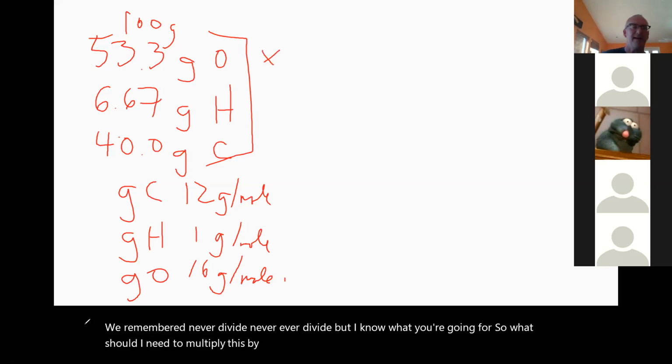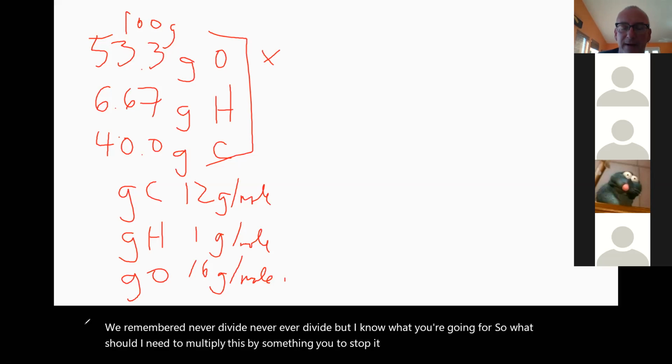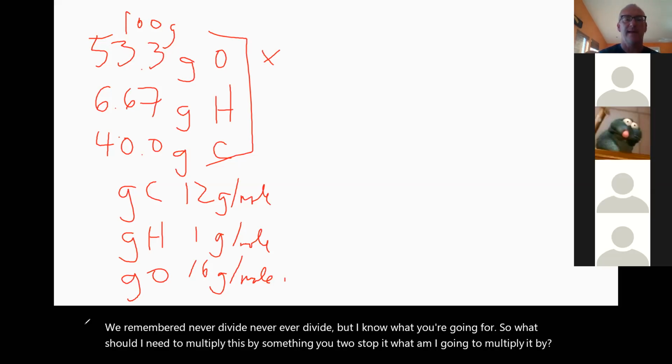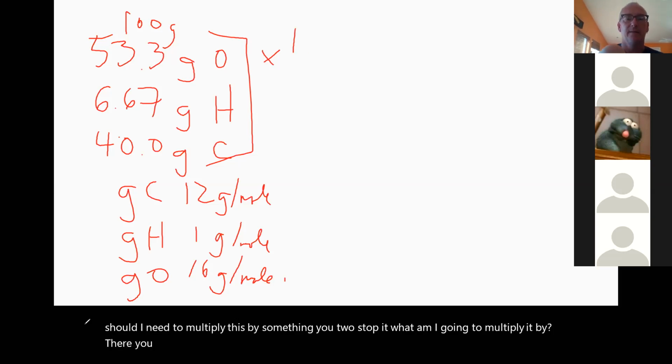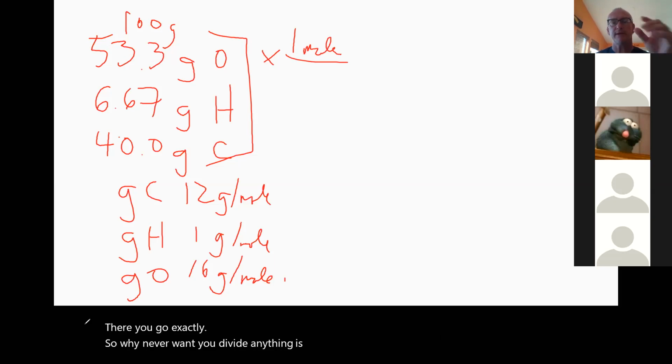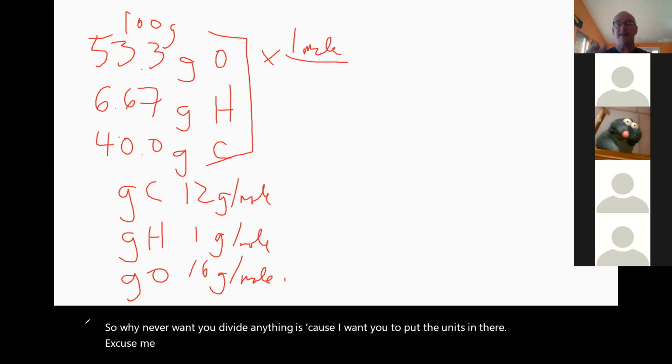What am I going to multiply it by? 1 mole over 12 grams. There you go, exactly. So why I never want you to divide anything is because I want you to put the units in there, so you wind up with the right units.